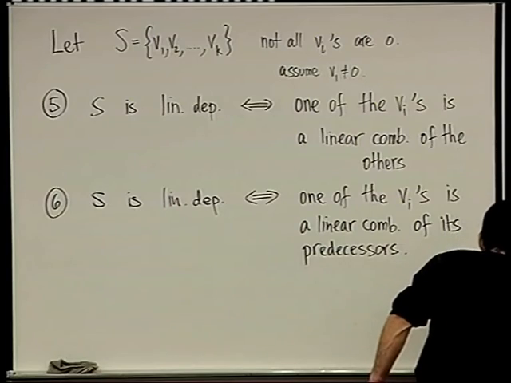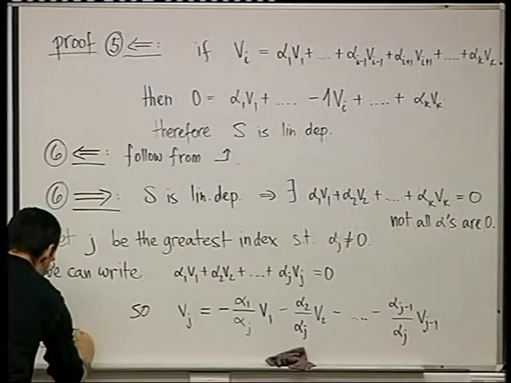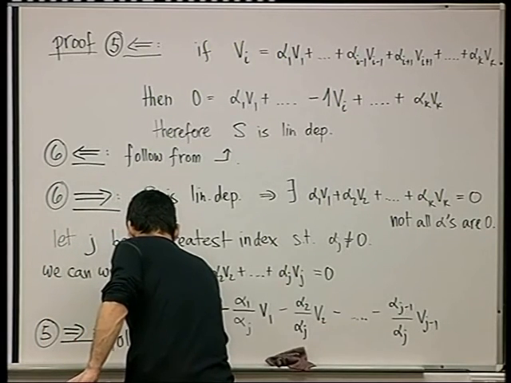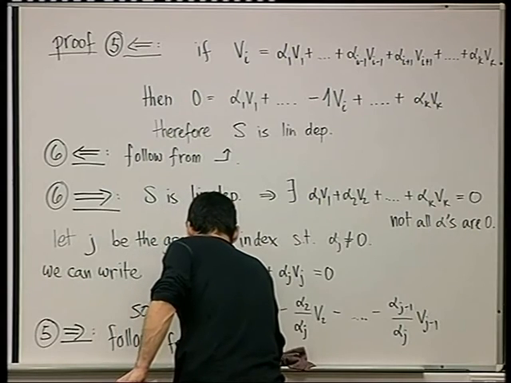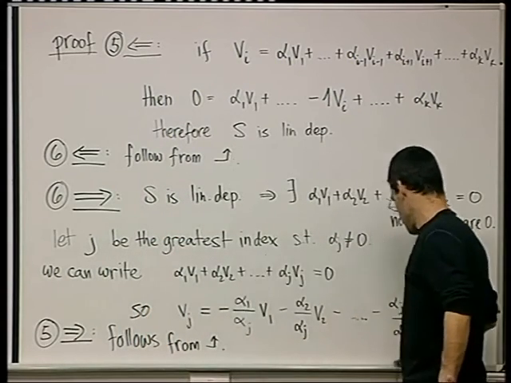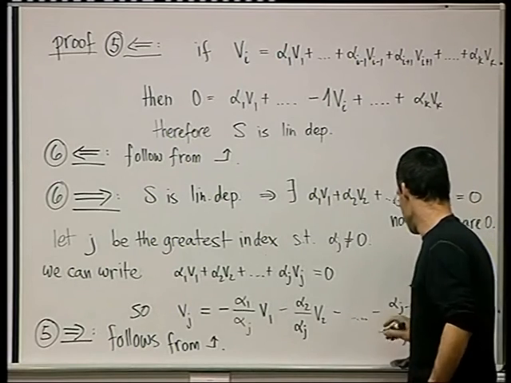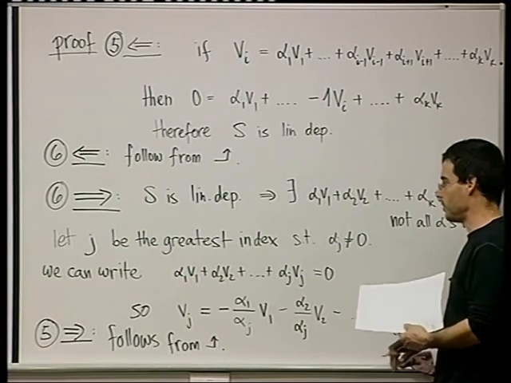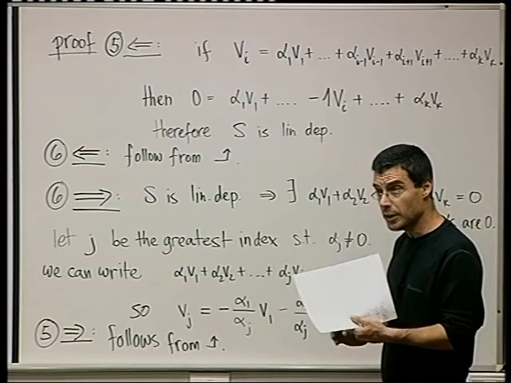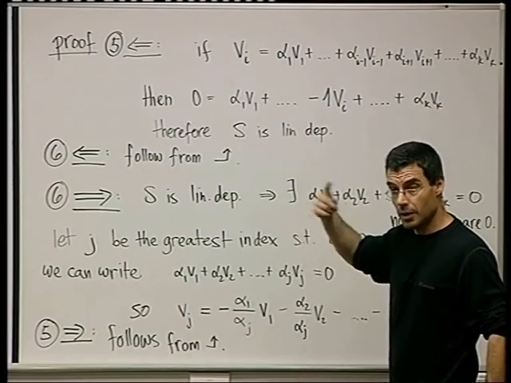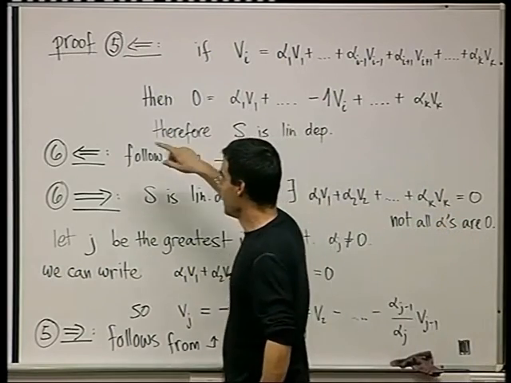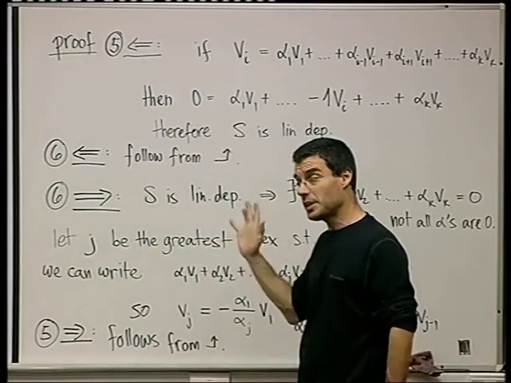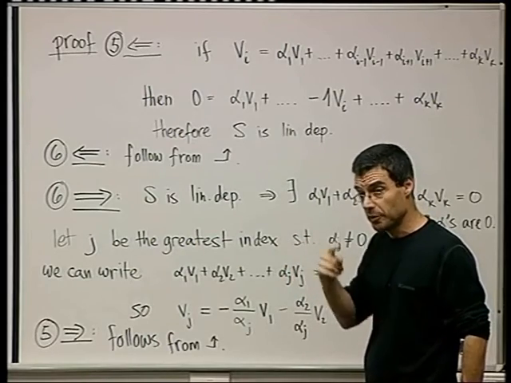So number 5, direction left to right, follows from this. Good? So this completes the proof of 5 and 6. Whenever you prove two theorems simultaneously, you have to be very careful not to do any cyclic arguments, not to do things of the form: prove 6, use it to prove 5, and then use 5 to prove the other direction of 6. You have to be careful not to do cyclic arguments.